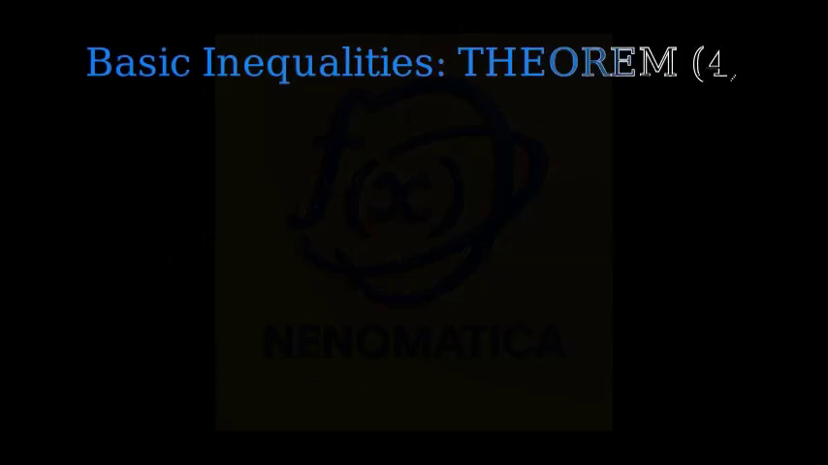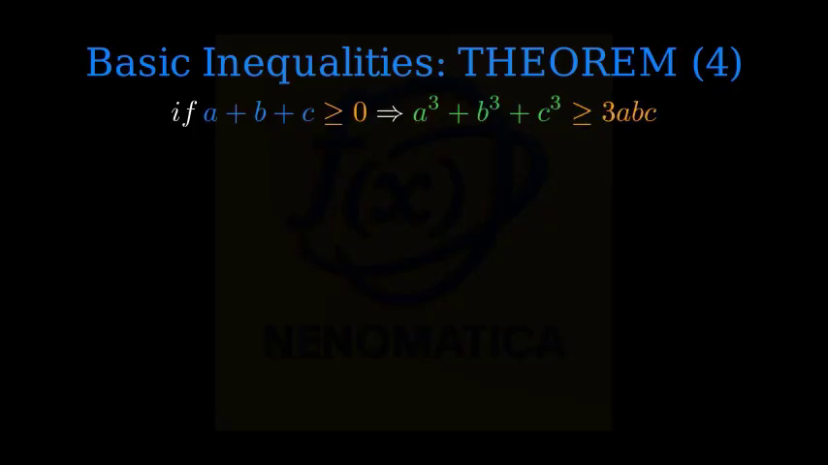Welcome to this educational video on basic inequalities. Today we're going to explore Theorem 4, which is a fundamental inequality in mathematics. This theorem states that if a plus b plus c is greater than or equal to 0, then a cubed plus b cubed plus c cubed is greater than or equal to 3 times a times b times c. Let's display this theorem formally.